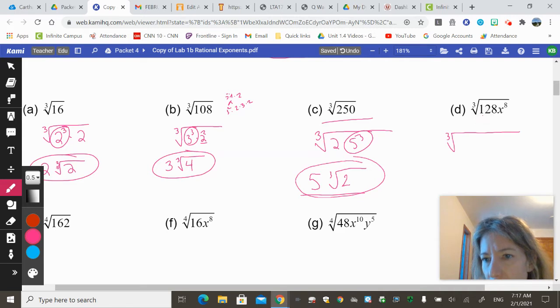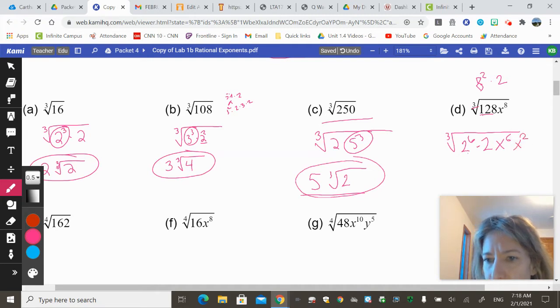128, I noticed that's 64 times 2. 64 is 8 squared. So that would be, let's see, 8 squared times 2. So 8 is actually 2 to the third, so it'd be 2 to the 6 times 2. 128 is 2 to the 7th. All right. I'm going to write it as 2 to the 6 times 2. And then when I see a cubed root, I can do any multiple of 3. So that's why I chose 2 to the 6. I'm going to do the same thing with x to the 8, as x to the 6 times x squared.